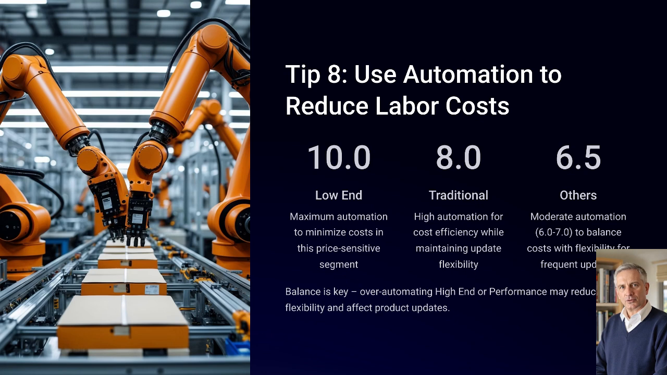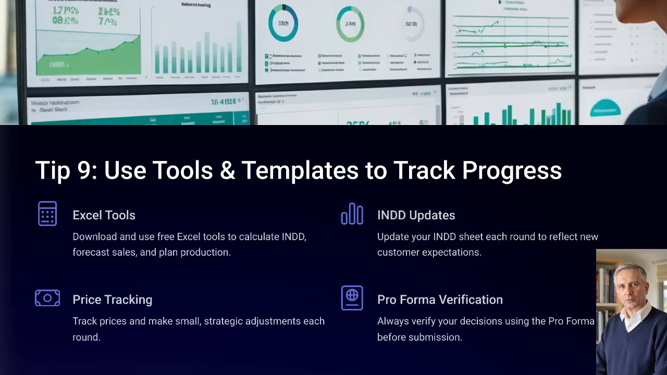Tip 9, use tools and templates to track progress. To succeed in Capsim, you need to track everything. Download and use free Excel tools to calculate INDD, forecast sales, and plan production. Update your INDD sheet each round to reflect new customer expectations. Track prices and make small, strategic adjustments. Always verify your decisions using the pro forma reports. Request these tools via email or check the link below the video.